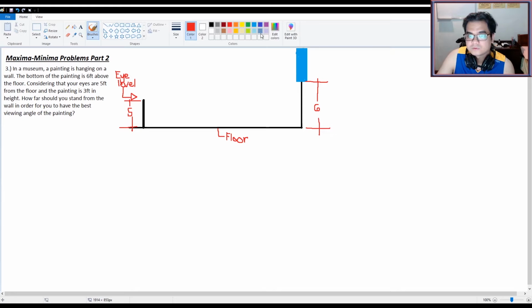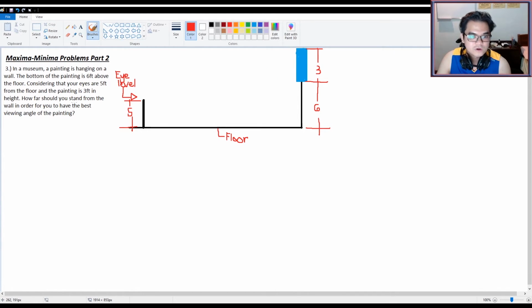Next, the painting is 3 feet in height. Therefore, this is the painting from here to here. This must be 3. The height of the painting is 3.